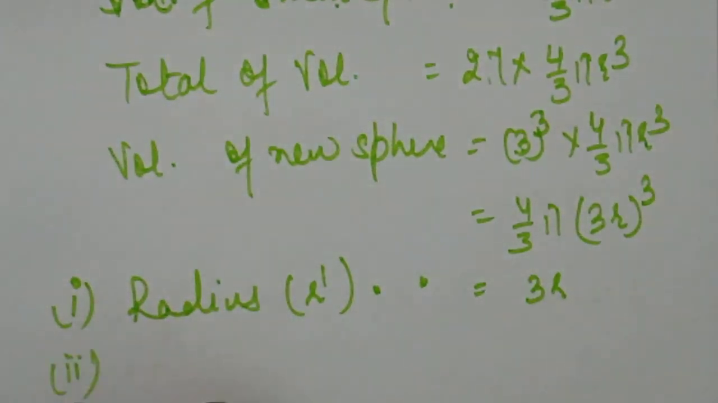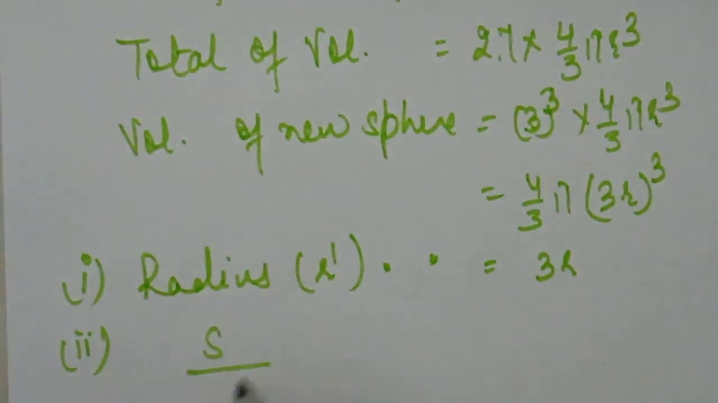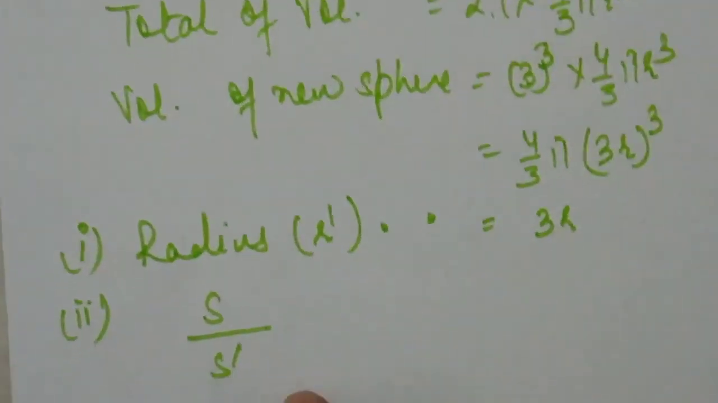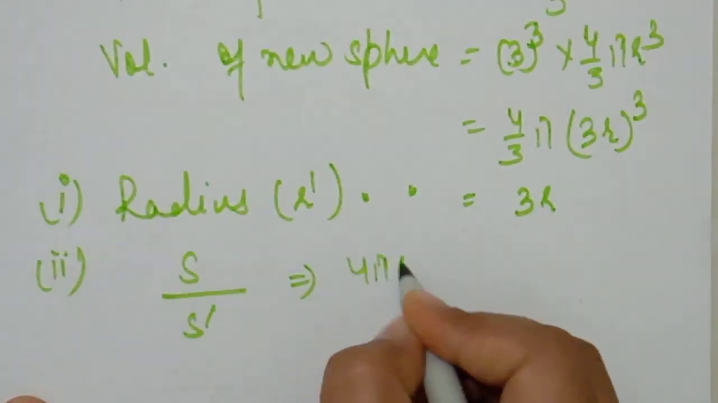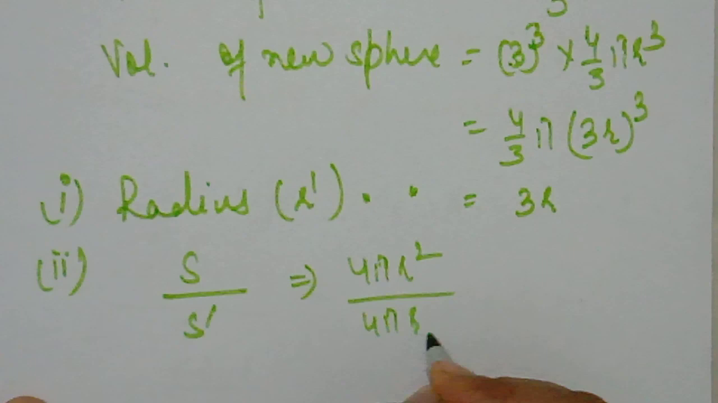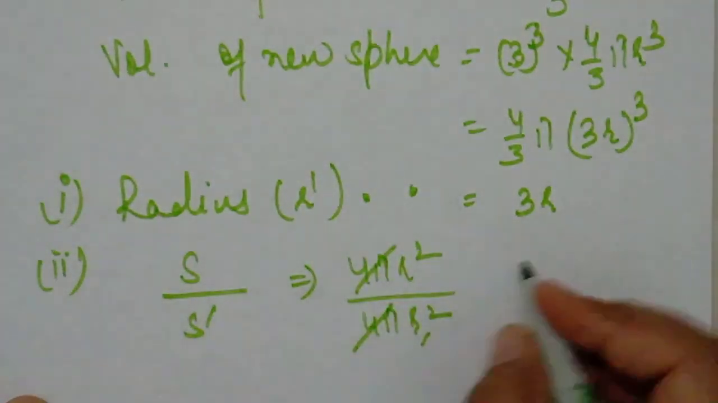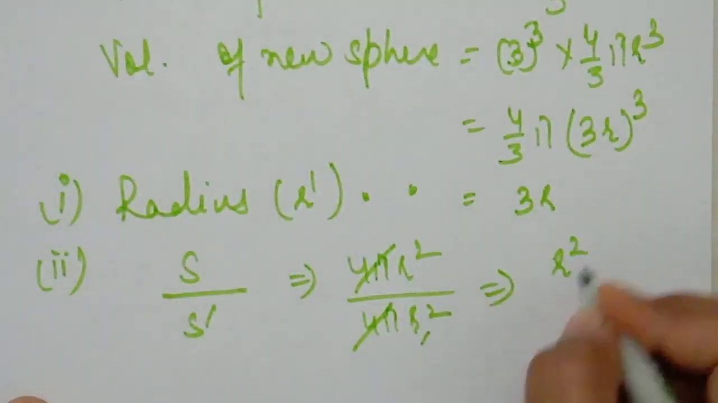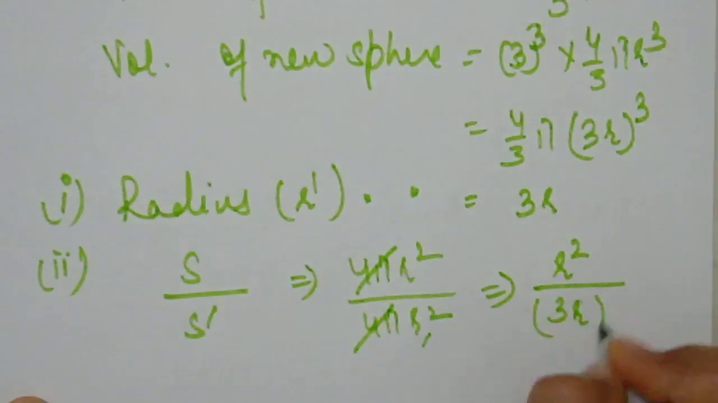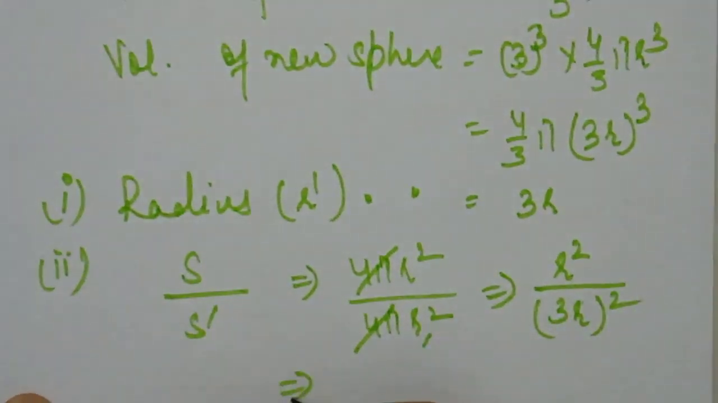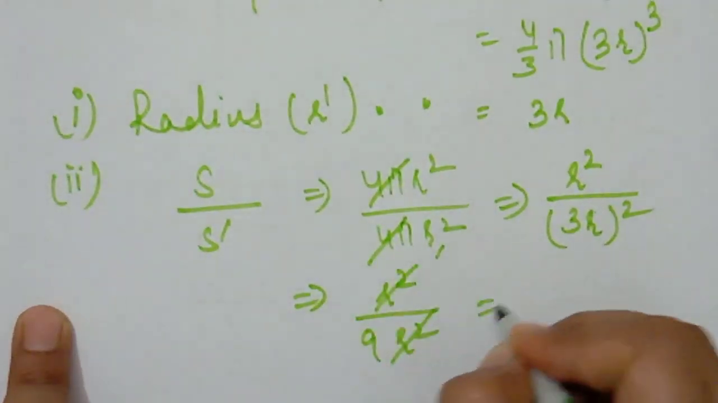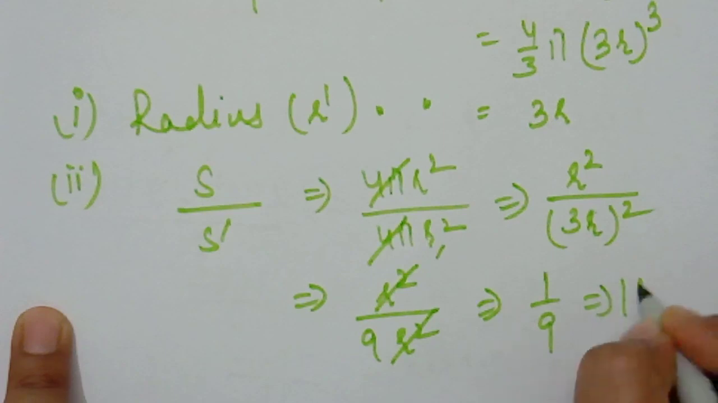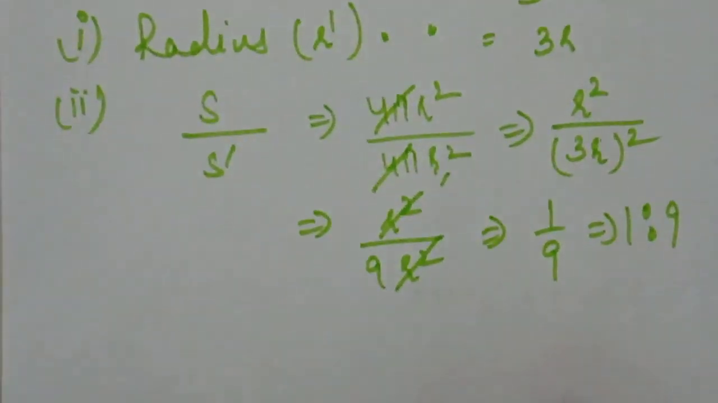Now the second part, we have to find the ratio of s and s dash. S means the surface area of the small sphere, s dash is the surface area of the new sphere. It is 4 pi r square and 4 pi r dash square. So we have r square, and r dash means 3r square. Now it becomes r square upon 9r square, then it is 1/9, which means 1:9. Students, this is the doubt question from lecture number 8.